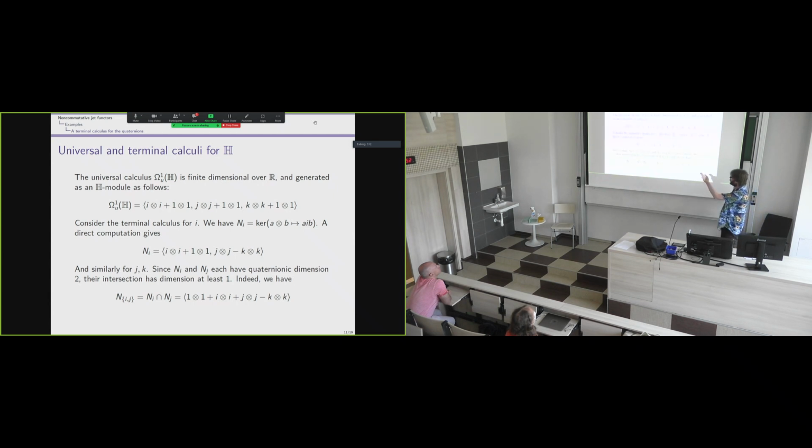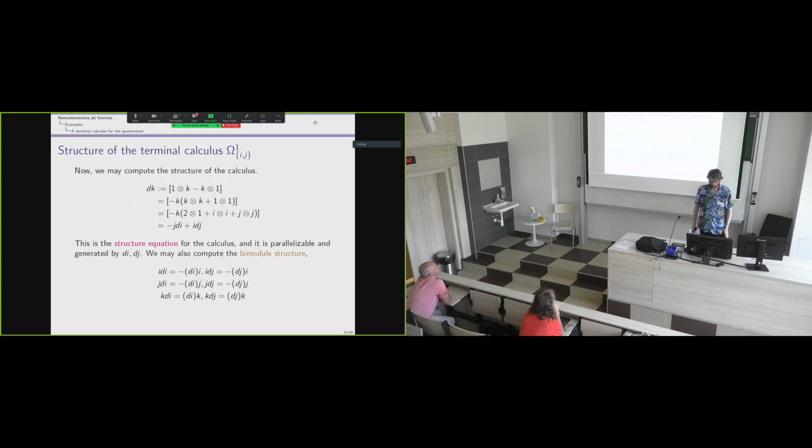So we compute Ni and Nj, and we note that they have a non-trivial intersection. Take that intersection, which will be the one at the bottom here. And this is actually quite nice and computable because now you can just make expressions, and every time you see k tensor k, you replace it with this 1 tensor 1 plus i tensor i plus j tensor j. And so we can compute the structure of this terminal calculus, and the non-trivial structure equation is given by dk, which is a linear combination of di and dj, linear combination over the quaternions.